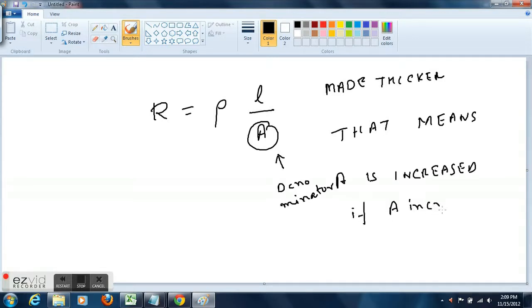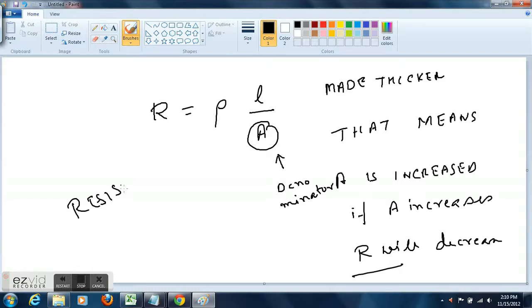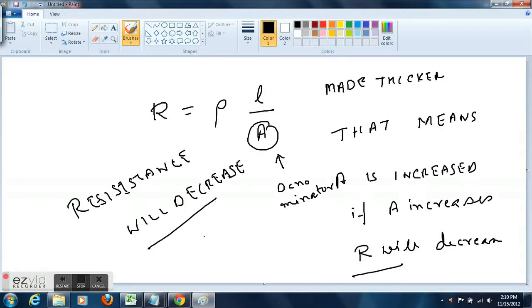So that means from the formula R equal to rho into L upon A, the value of A is increased, and that is what it means by increasing the thickness. Now since A is appearing in the denominator, that means the value of R will decrease. So when the conductor is made thicker, the resistance of the conductor will decrease. We can find it out from the formula itself.